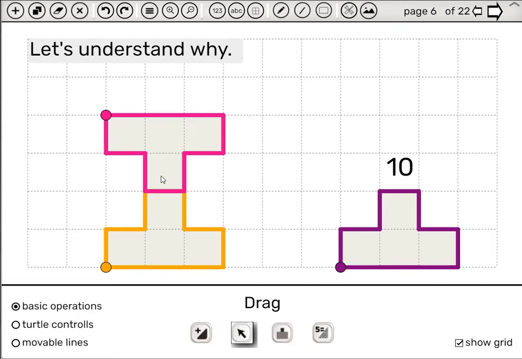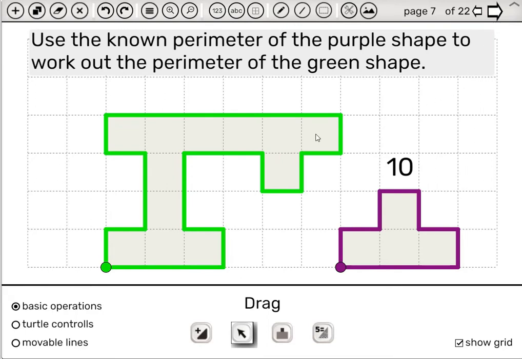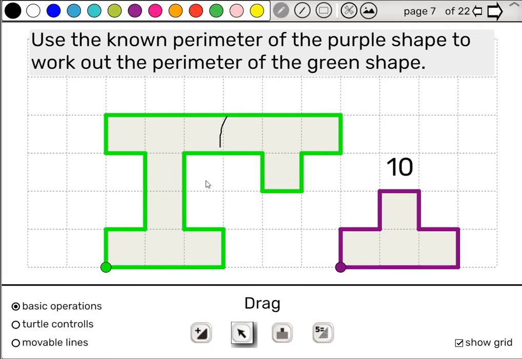We will get the same answer, 20 minus 2. Let's move on. In this case, the green shape contains 3 copies of the purple shape and 2 connections. So hopefully the students will subtract 2 and another 2. In other words, to subtract 4 from a total of 30, 30 minus 4, 26.